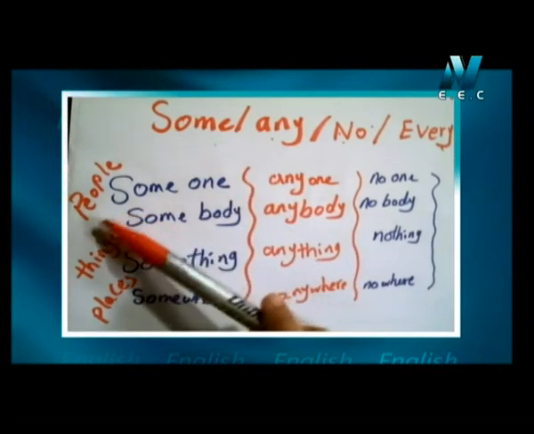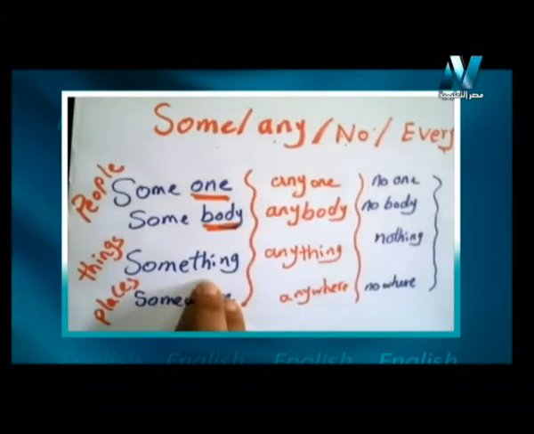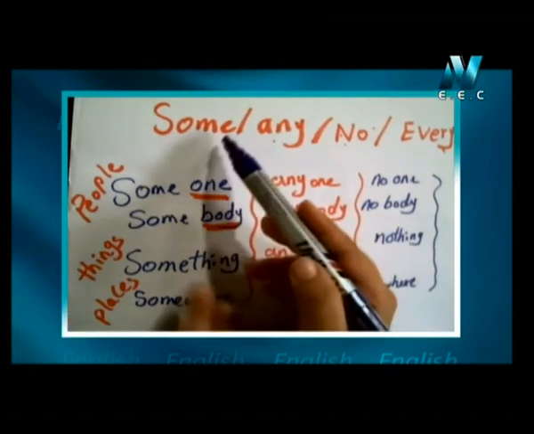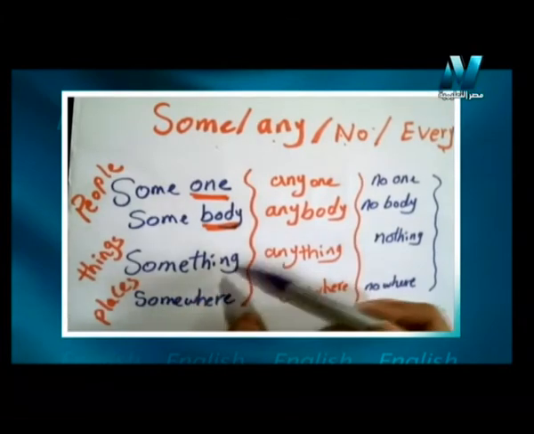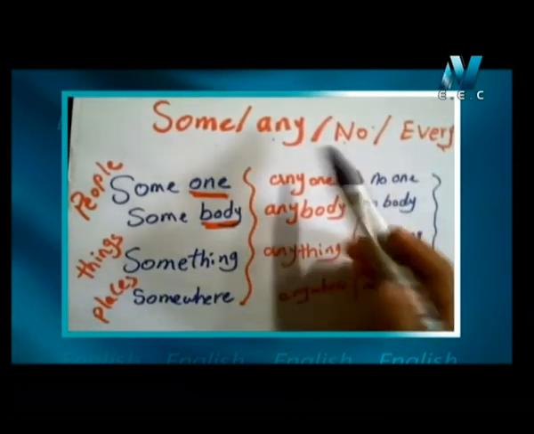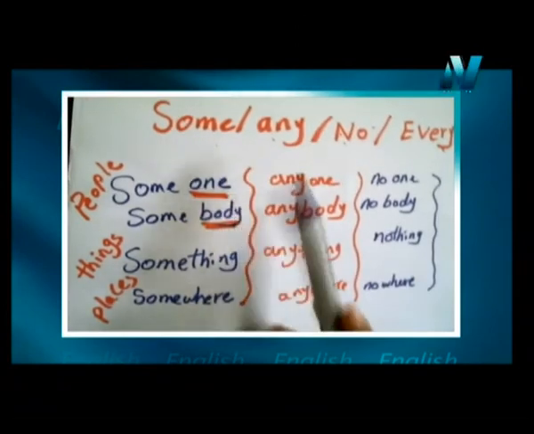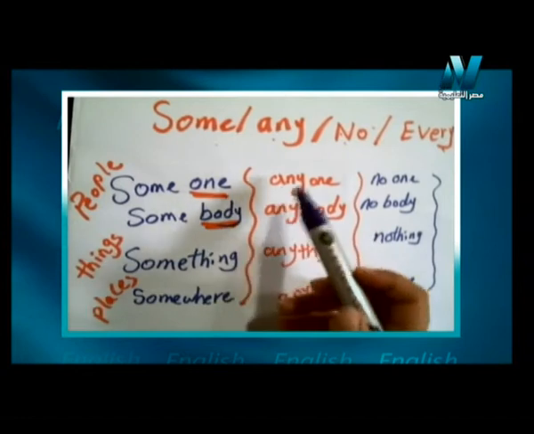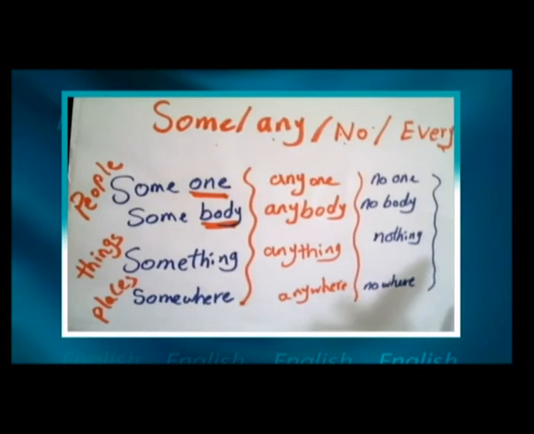When I'm speaking about people, I'm going to add the word one or body after this word. Someone or somebody, شخص ما. When I'm speaking about things, I'm going to say something, شيء ما, and somewhere for the place, مكان ما. Any, the same way, I'm going to add one or body, anyone or anybody. For the people, أي حد. For things, I'm going to say anything, أي شيء. For places, anywhere, أي مكان.